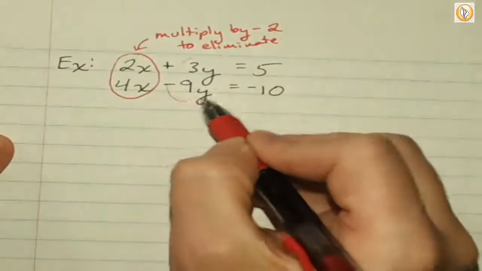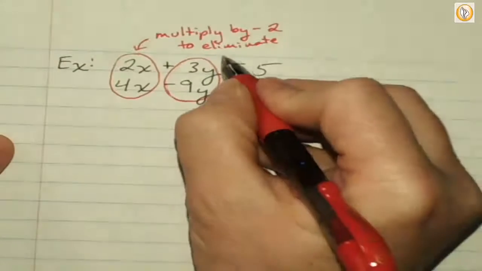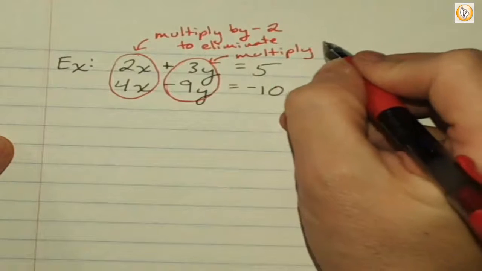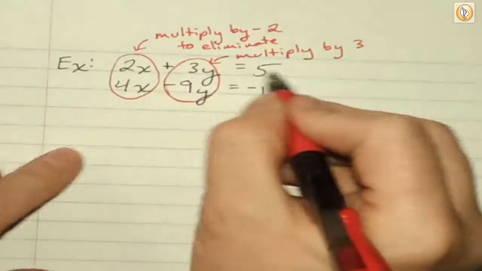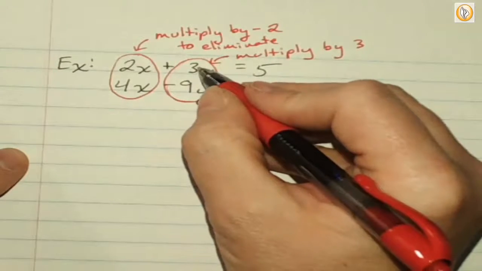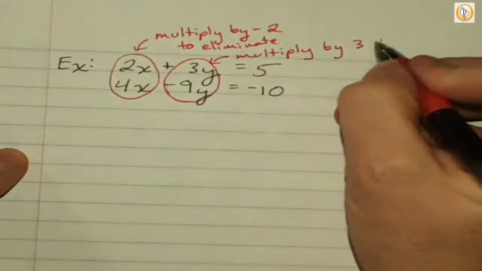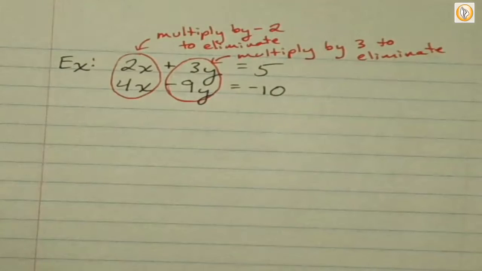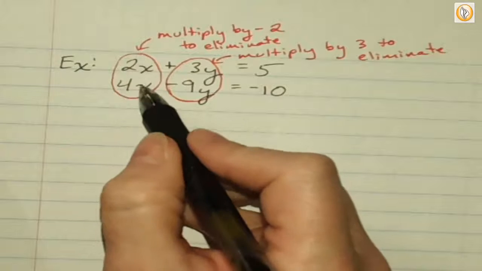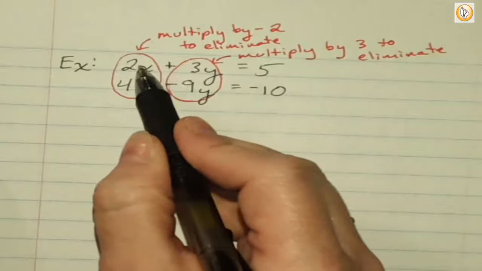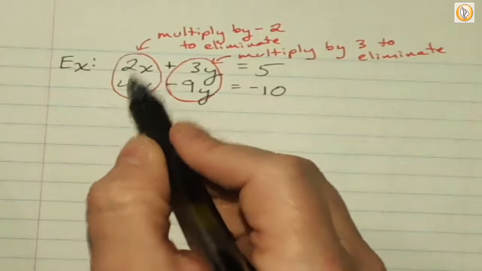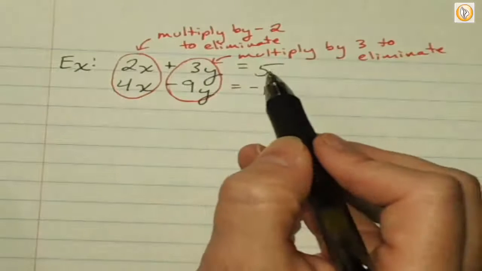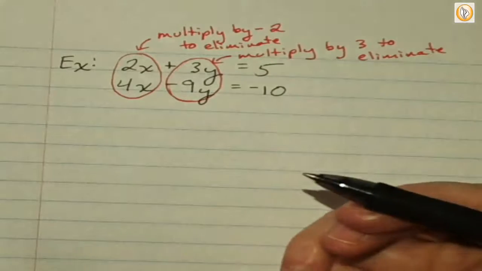Or we could focus on the y's, eliminating the y's. We could multiply by +3 this whole equation to where this would be a +9, and then this would eliminate. You could do either one of those. So if you choose to eliminate the x, you would have to multiply this whole equation by -2 so that this would then become -4. Eliminate. If you want to eliminate the y, you would have to multiply this whole line by 3 so that this would be +9, that'd be -9, you can eliminate.